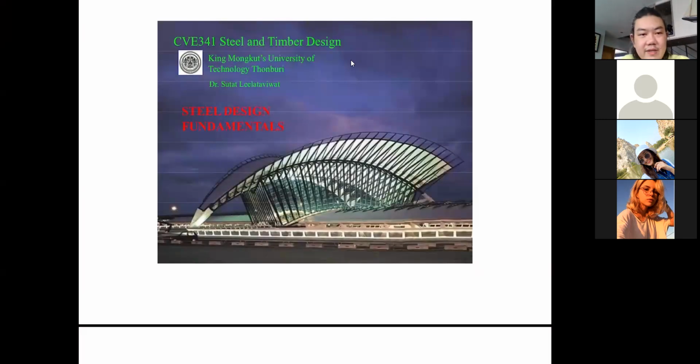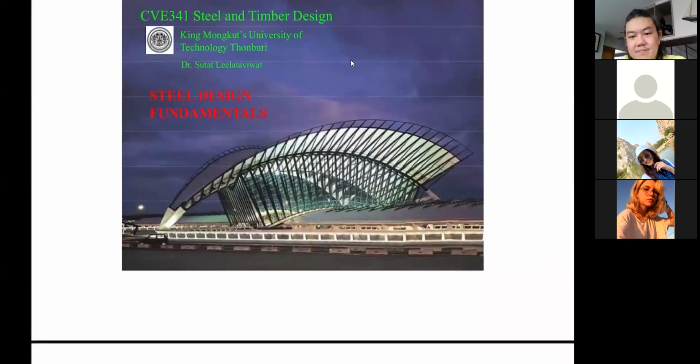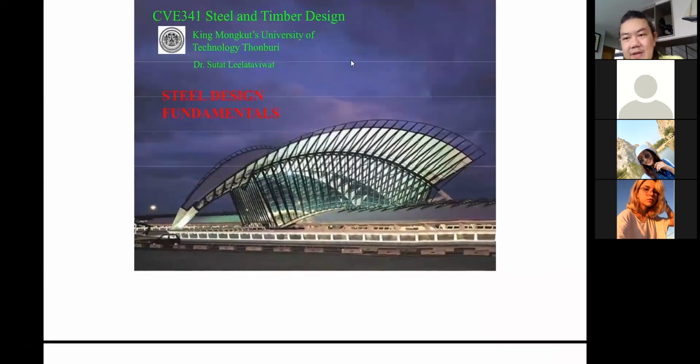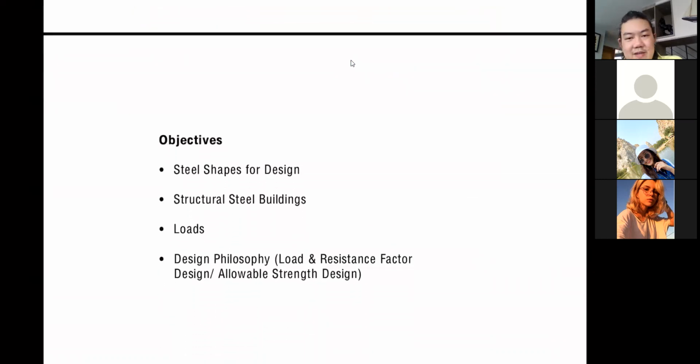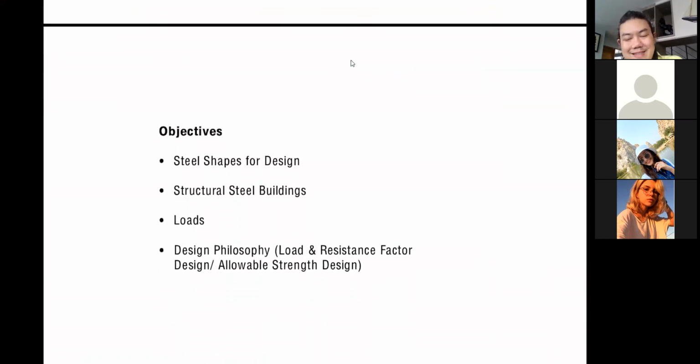Okay, so let's look at chapter 1 right away. This is a fundamental of the design. Maybe I should have spoken about this earlier, but I kind of prefer to start off with the concept of the design and the design philosophy. So we are going to get to see steel shape, building system and load, and design philosophy, which are already covered in the first part.